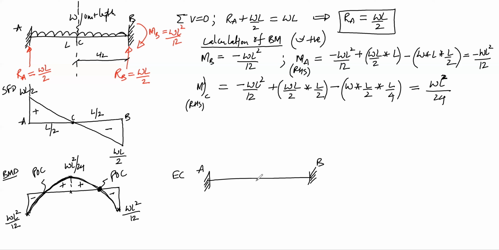Point A, point B, this is point C. So this is point A, point B, and point C. So from point A till here it is hogging. So this will hog like this. And from this point of contraflexure till the other point of contraflexure, the beam has to sag. So it has to sag like this. And from this point of contraflexure till point B, it has to again hog like this. And these will be the points of contraflexure. So this is the elastic curve.